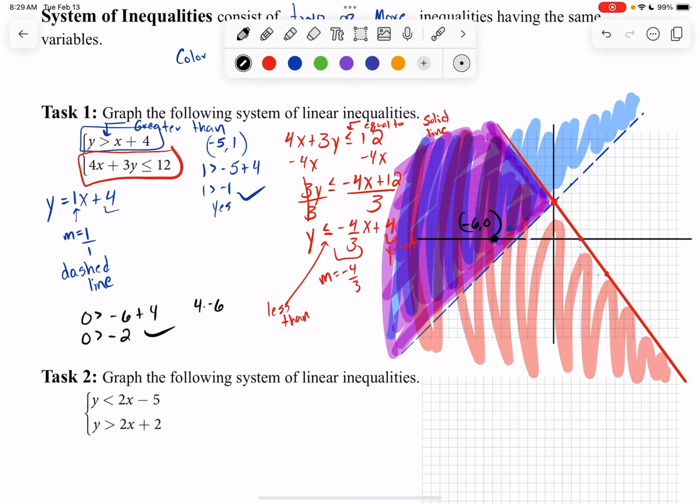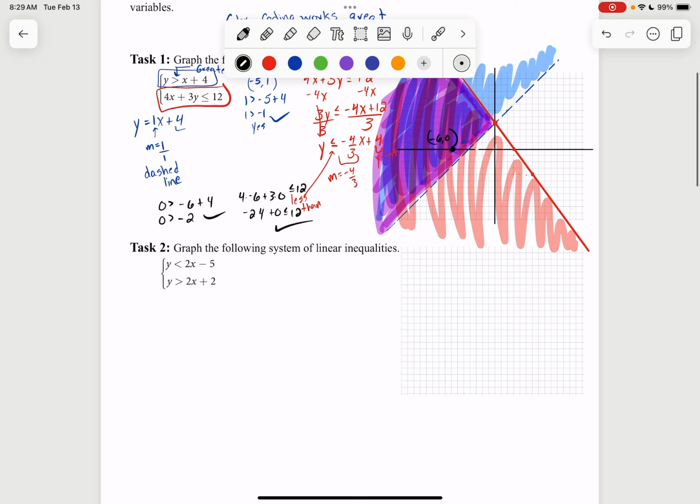Okay, negative 6, 0. 4 times negative 6 plus 3 times 0. Is that less than or equal to 12? Negative 24 plus 0. Yep, negative 24 is less than or equal to 12. So it worked there as well. So we're just looking for where both are shaded. Okay. All right, let's do another one here.